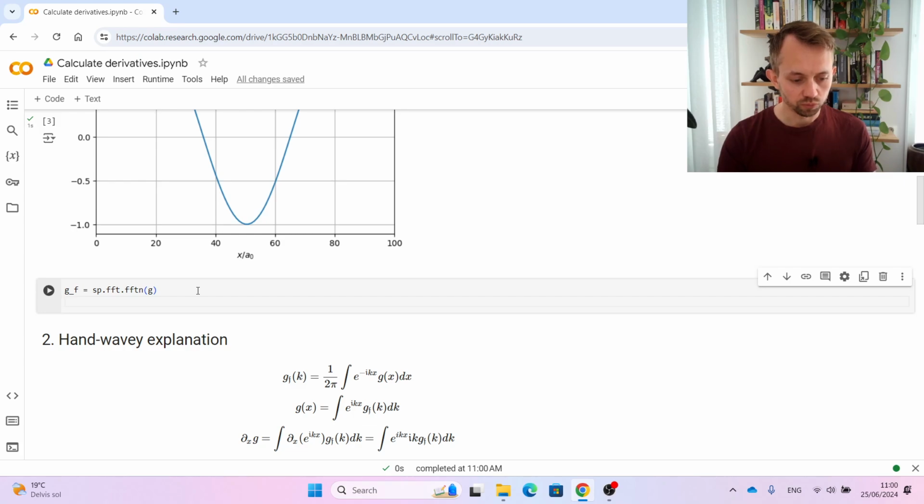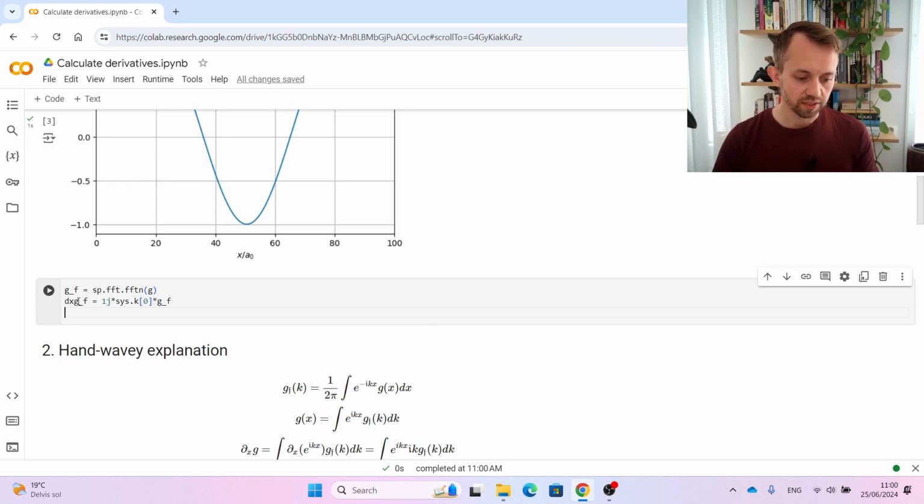And then I'm going to multiply gf with the kx vector, the k vector. So I'm going to write dx of g in Fourier space as 1j, this is the imaginary unit, times sys.k[0]. That's where the k vector is stored. And then multiply with gf. And that creates the derivative of g in Fourier space.